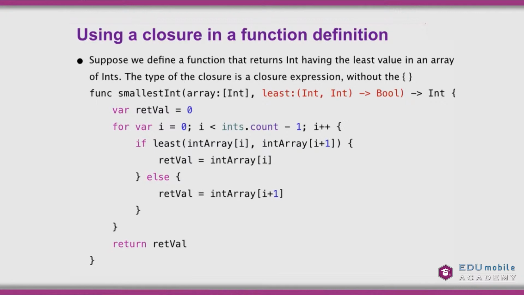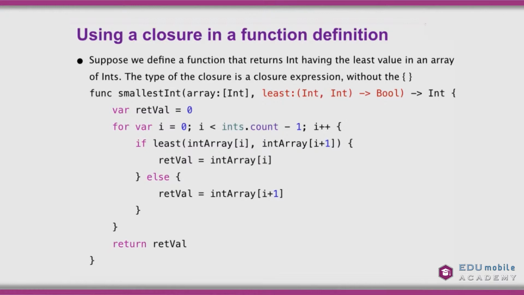Why not? Why can't we define our own function that takes a closure as a parameter? And we can. So suppose we define a function that returns int, the integer, having the least value in an array of integers. This might be useful for us. The type of the closure is a closure expression without the curly braces. I'm kind of belaboring the point, but it's important. When you start using these things in a function definition, you're going to want to type the curly braces. Don't do it. You'll get all kinds of errors that you won't know really what they're talking about.